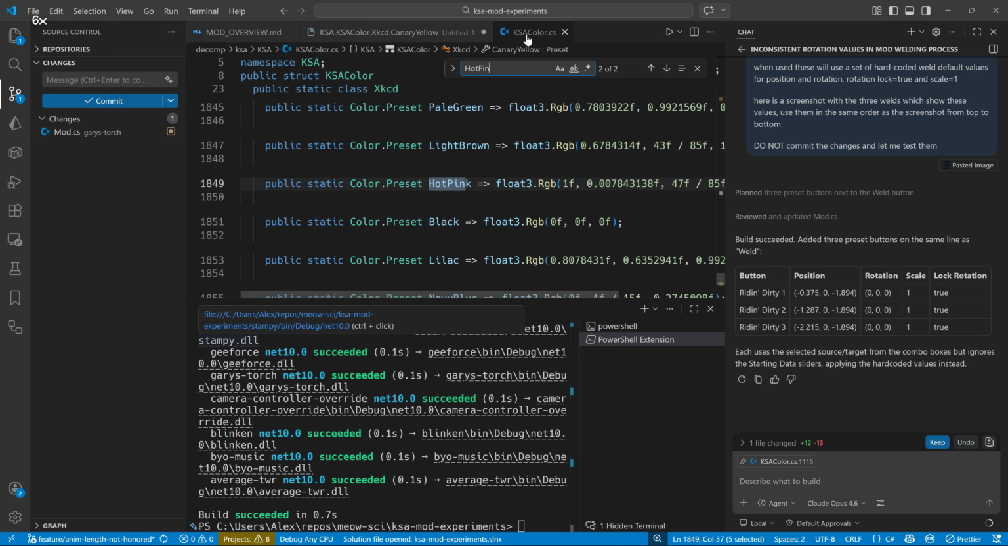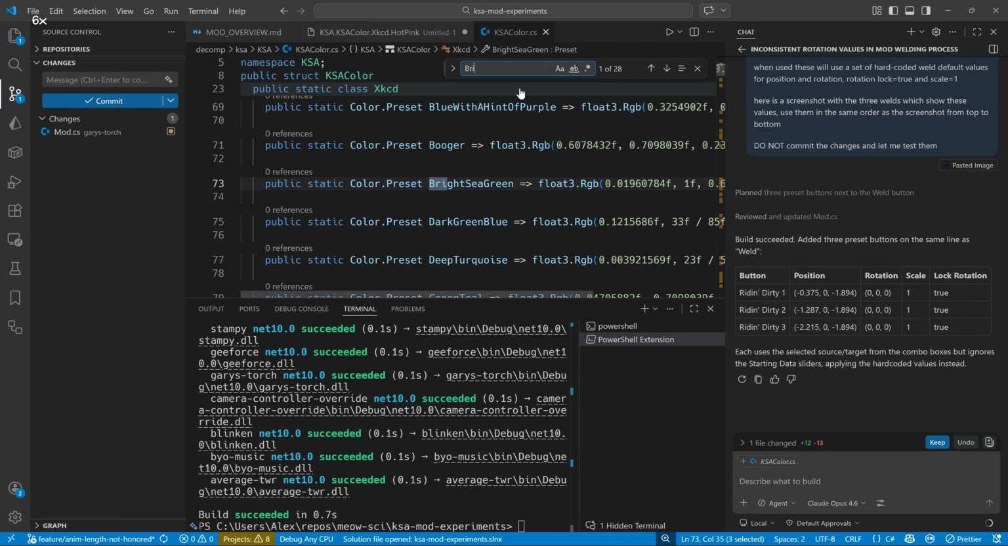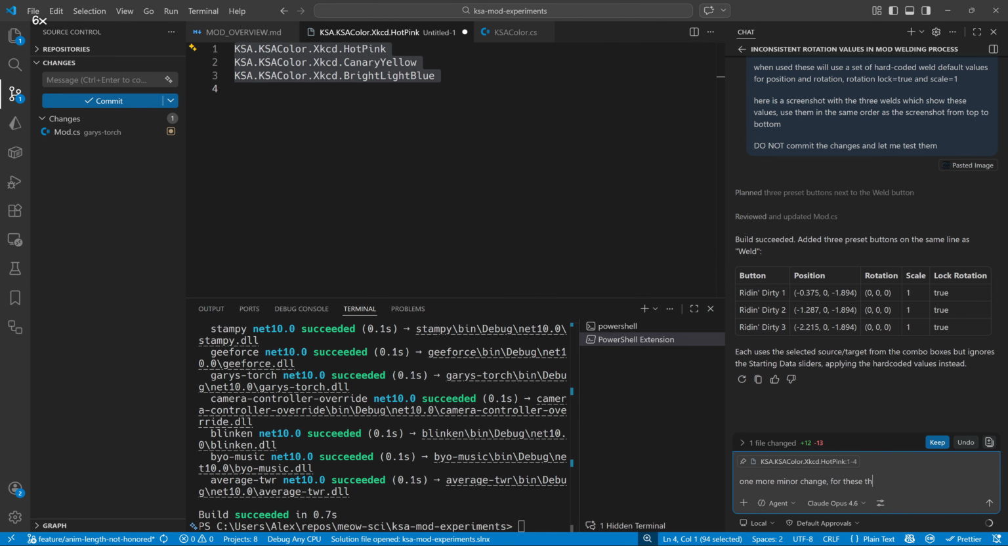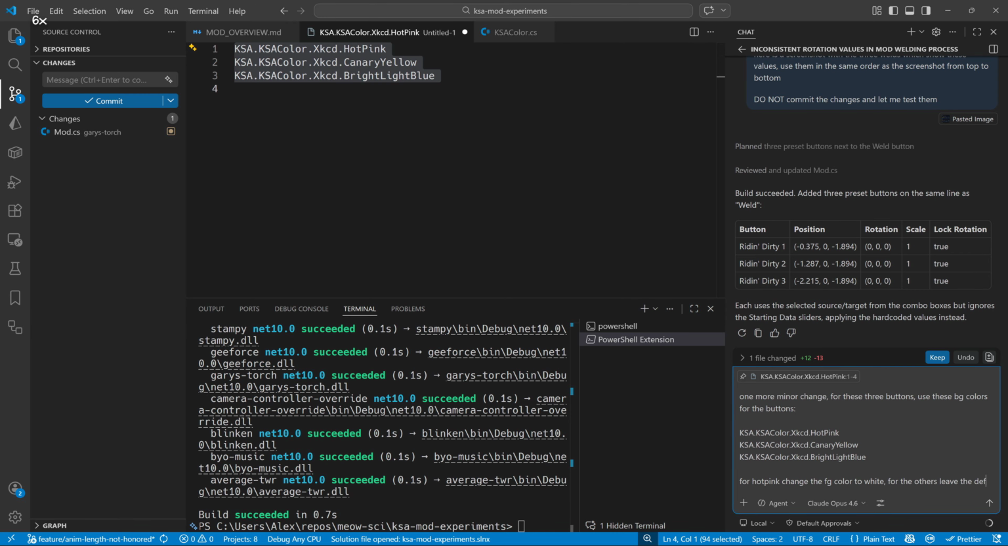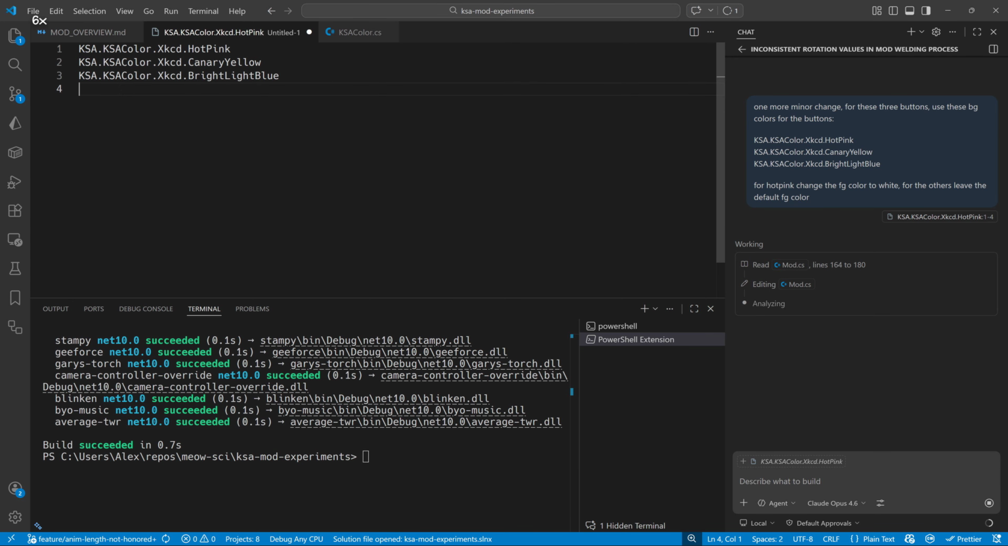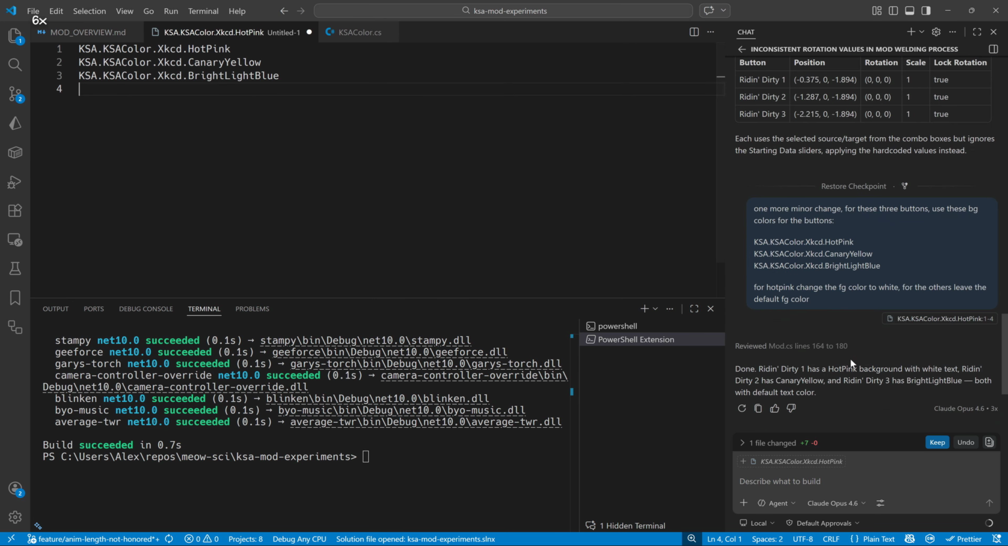So, yep. And then we grabbed a couple more colors to use in our mod. So we got hot pink, canary yellow, and bright light blue, right? Yeah, and we can see briefly there that it extracted the right values from the screenshot. I did some quick spot checking to make sure it was accurate. It all looked good.